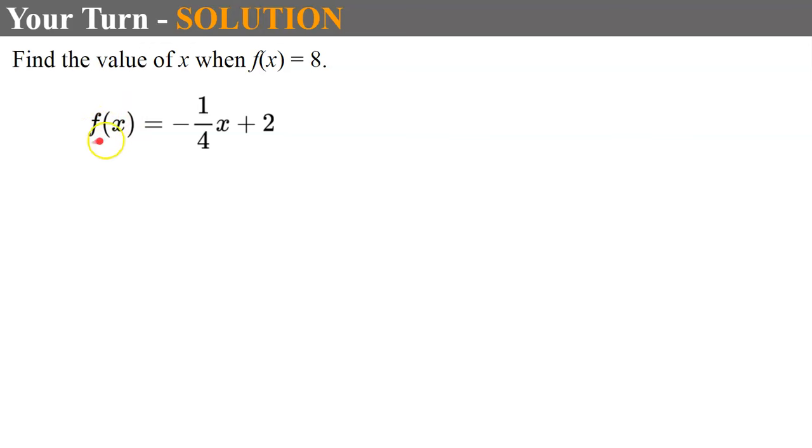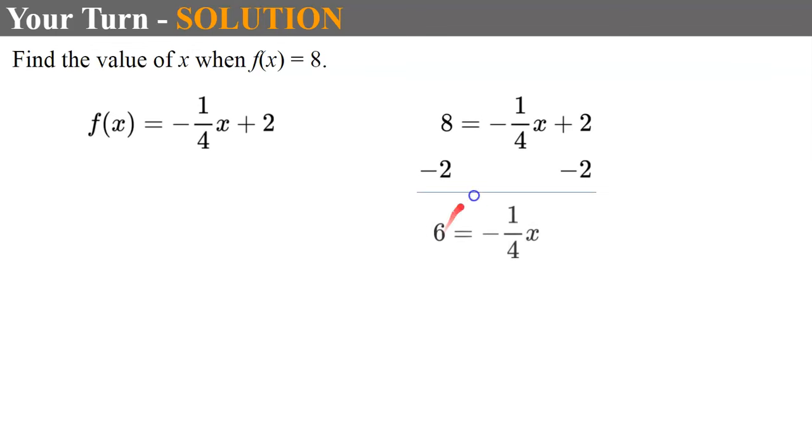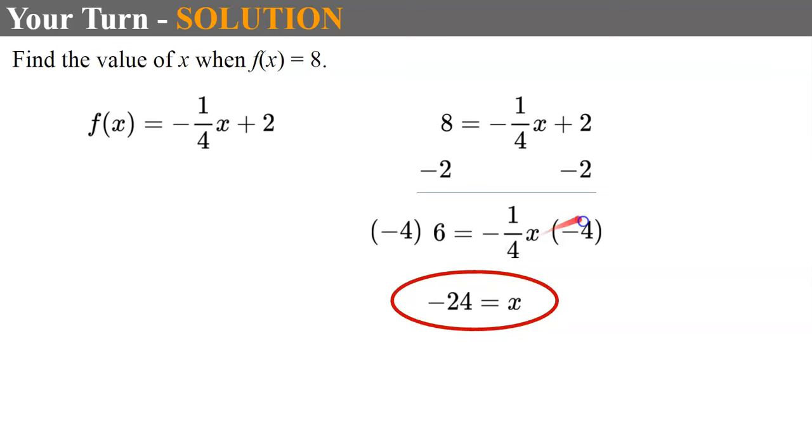So I'm going to replace f of x with 8. So 8 is equal to negative 1/4 x plus 2. To isolate the variable term, I'm going to subtract 2 from each side of the equation. 8 subtract 2 is 6, equals negative 1/4 x. To get x alone, I'm going to multiply both sides by negative 4 to clear my fraction. Negative 4 times 6 is negative 24. Negative 1/4 times negative 4 is positive 1. So x is equal to negative 24. So when my input to my function is negative 24, my output is 8.